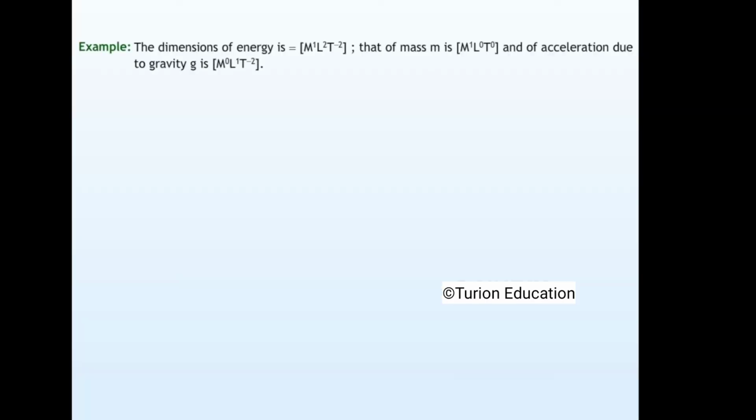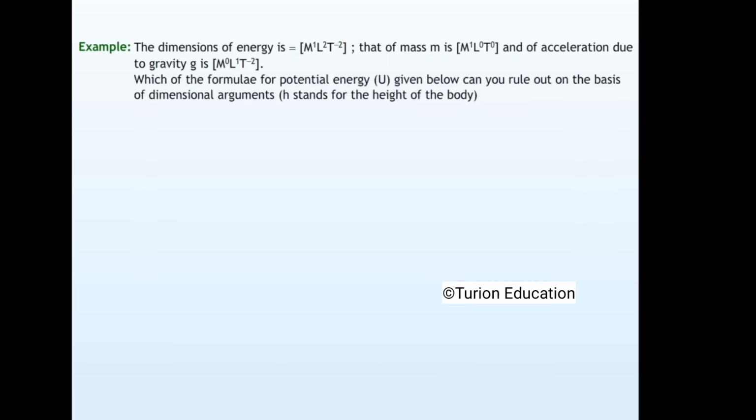Example 2.16. The dimensions of energy is M1, L2, T minus 2, and that of mass M is M1, L0, T0, and of acceleration due to gravity G is M0, L1, T minus 2. Which of the formulae for potential energy U given below can you rule out on the basis of dimensional arguments? H stands for the height of the body.